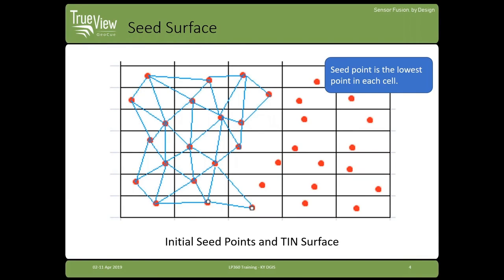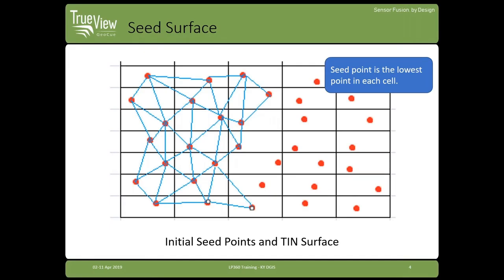So as I mentioned, the first parameter, that seed surface, is built by placing a grid over your data. And then the algorithm just takes the lowest point in each cell and says, this is a ground point. There's some things related to that that can have some impact on your results. We get into that a little bit more in our training, but basically you're looking at a sort of a low pass first estimate of your ground surface.